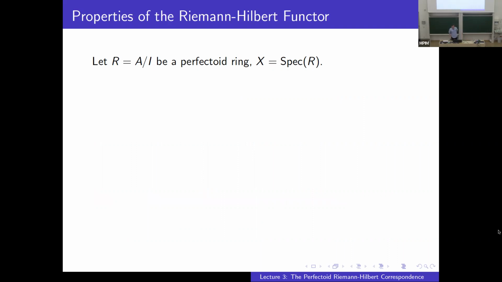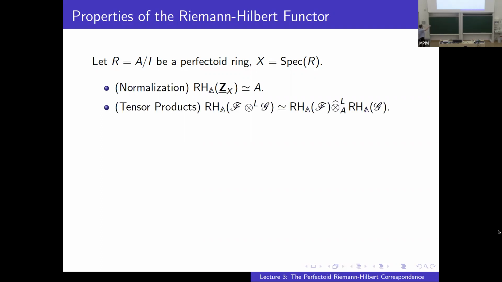Okay, so let me tell you a little bit about how this Riemann-Hilbert functor works. So R is a perfectoid ring, X is its spectrum. So first, it takes the constant sheaf on X to the ring A. It carries tensor products of sheaves to tensor products relative to A with two caveats. First of all, we're working at the derived level, so all these tensor products are derived. And second of all, we're thinking only about pi-complete A-modules, so that tensor product has to be completed.